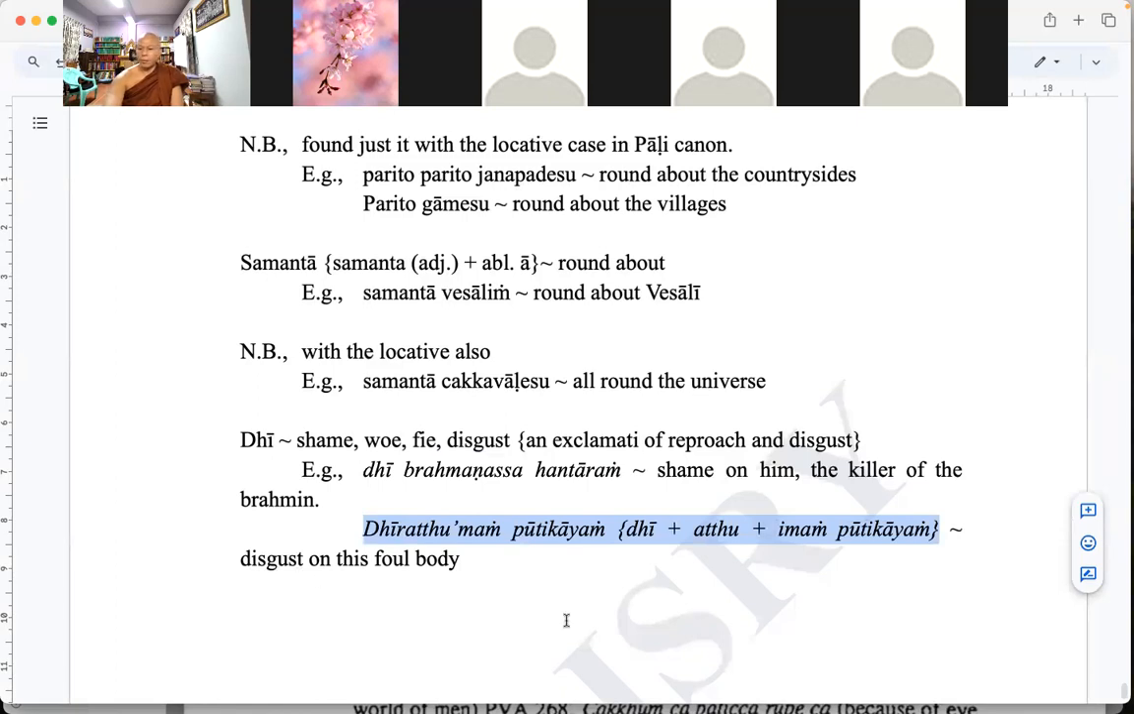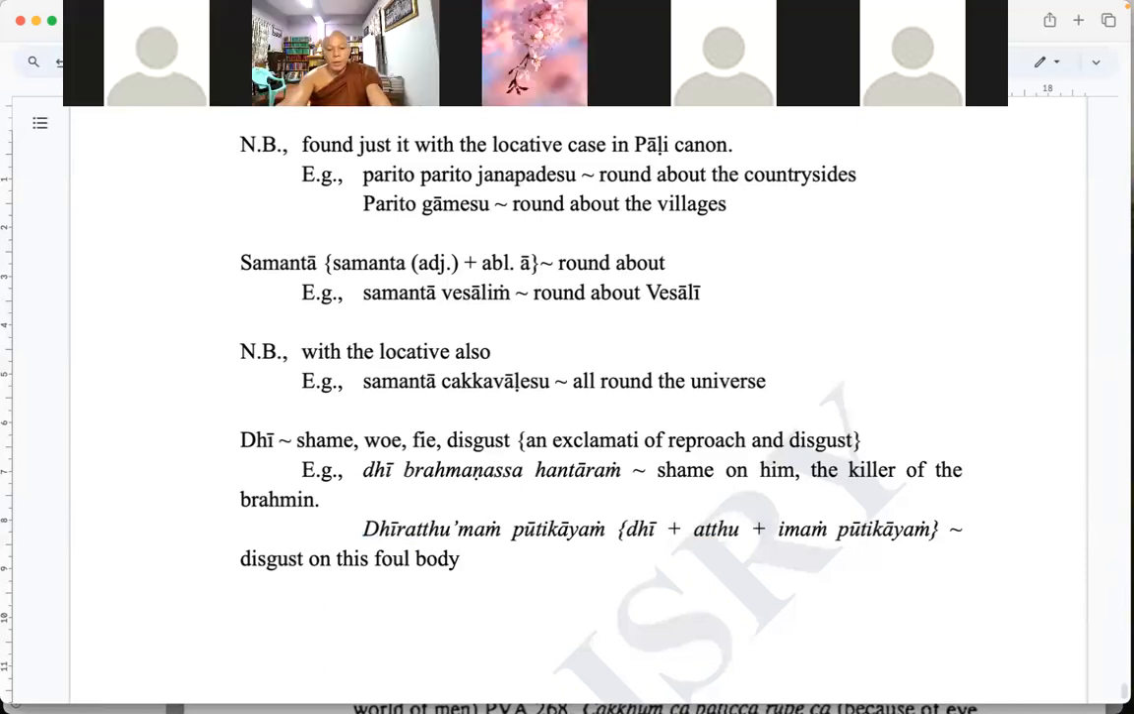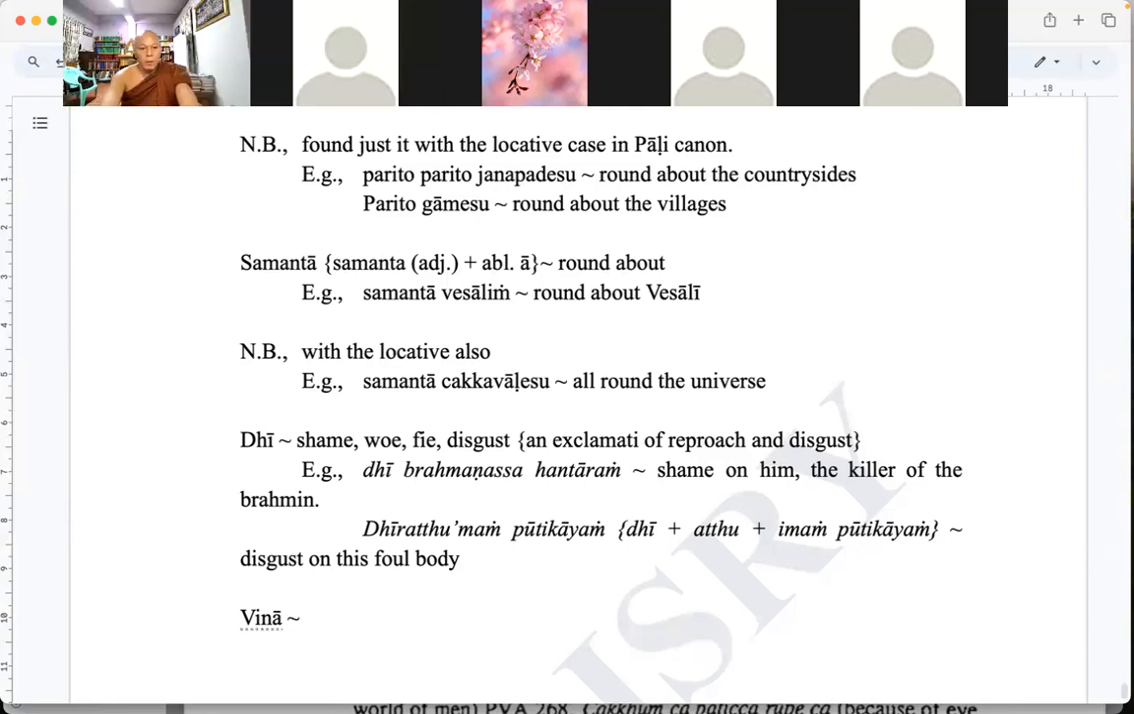One example can be seen maybe in the Mahasatipatthana Sutta. And now this another one is vina. So that vina is so actually can be.